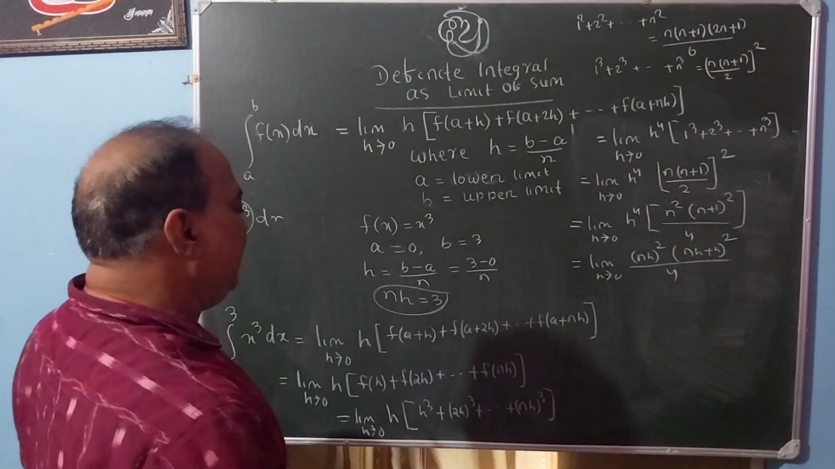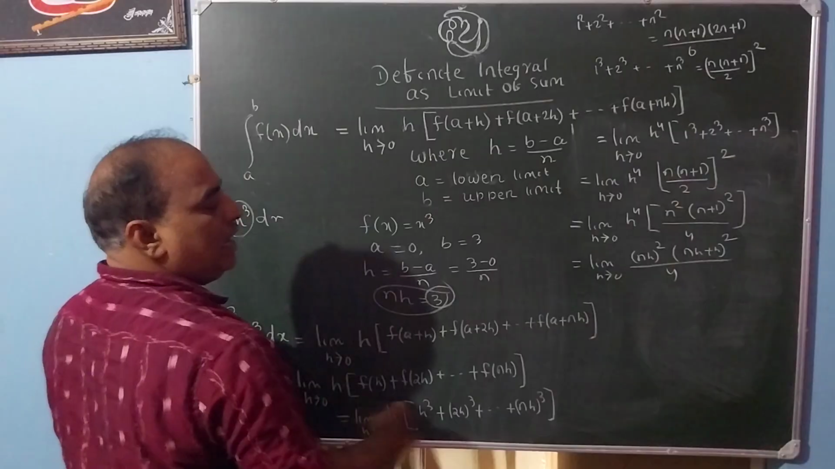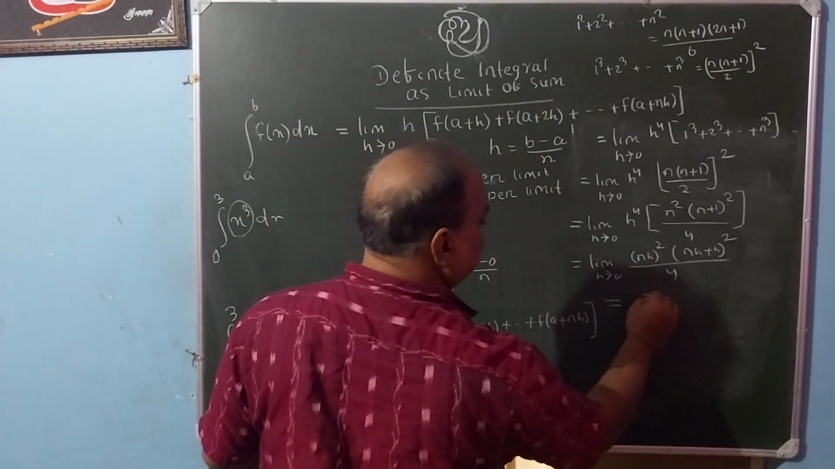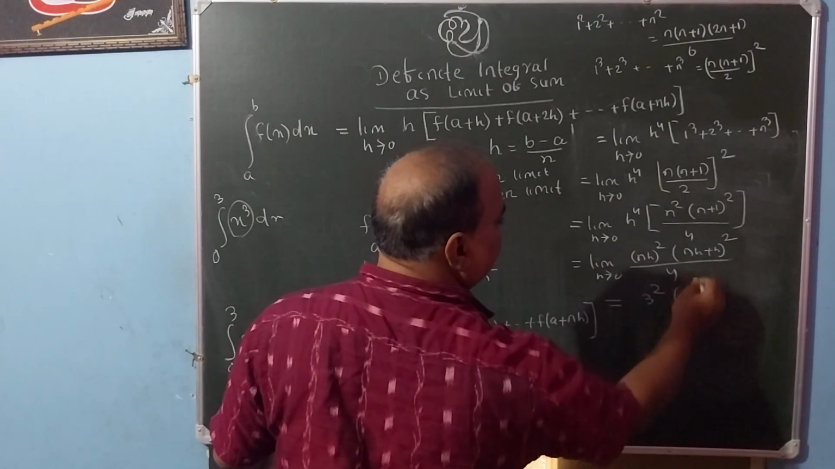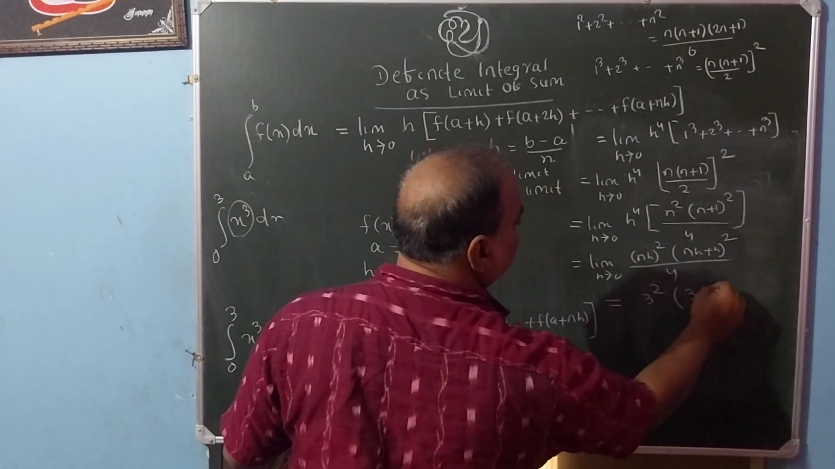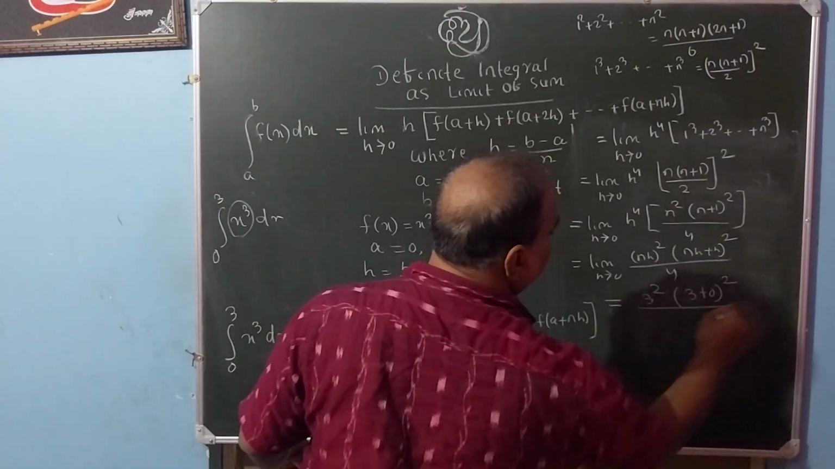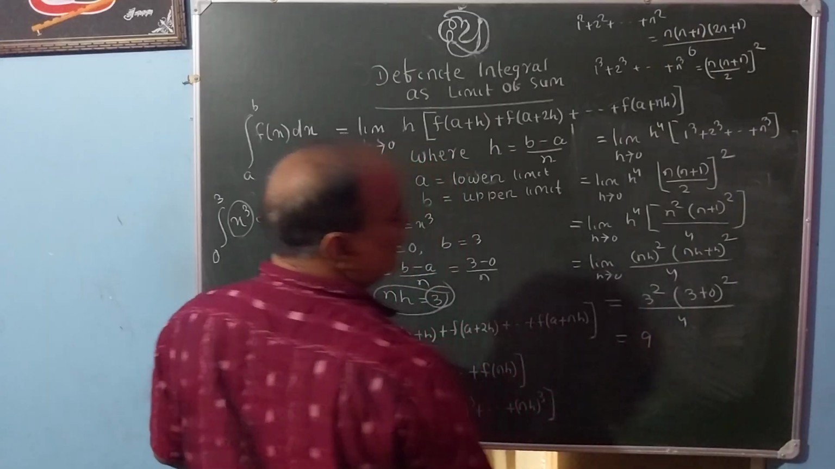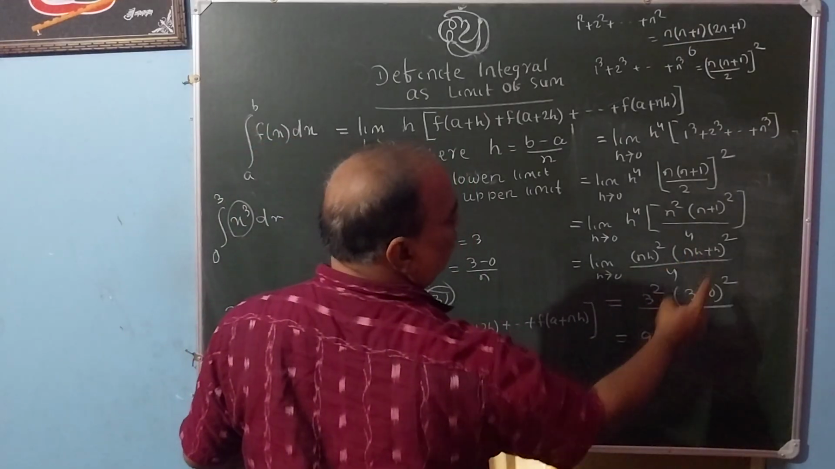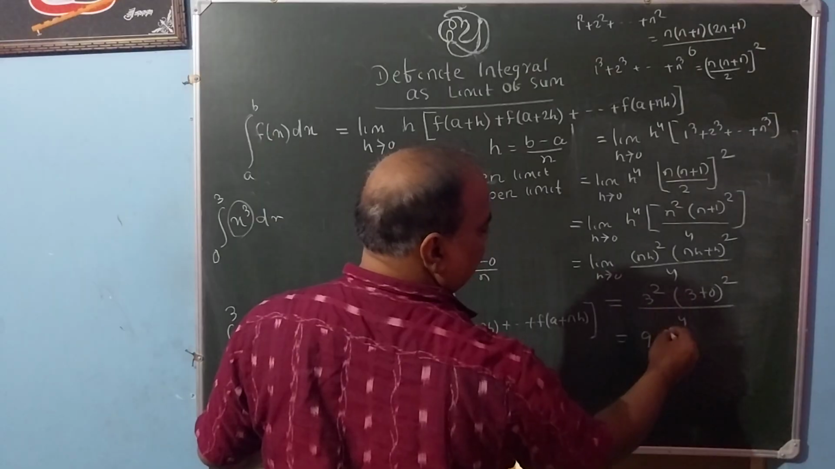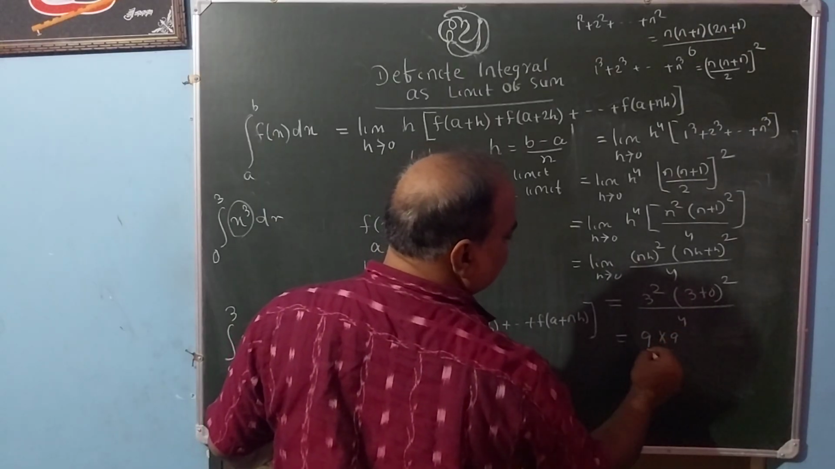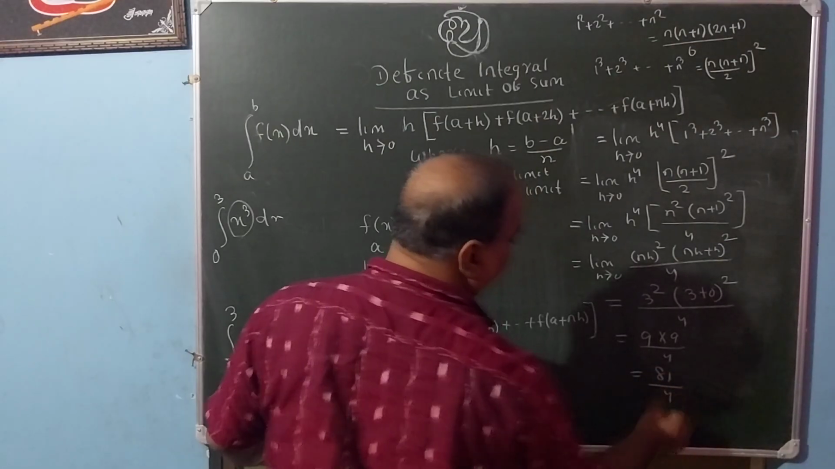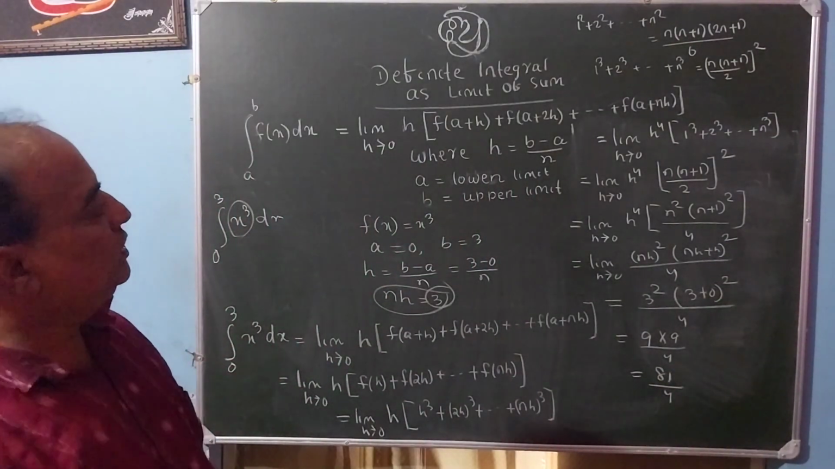Now in place of nh we have to put 3, and in place of h we have to put 0. So we get 3 square into 3 plus 0 whole square by 4. Here it is 9, here it is also 9, that is 81 by 4. This is the answer of this question.